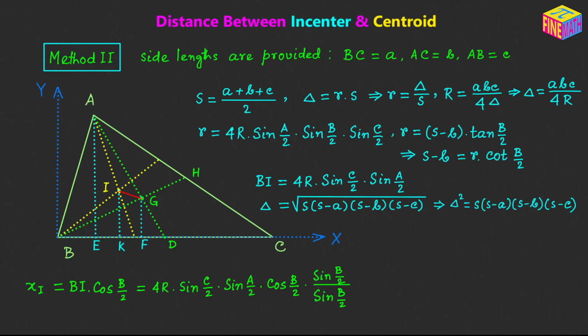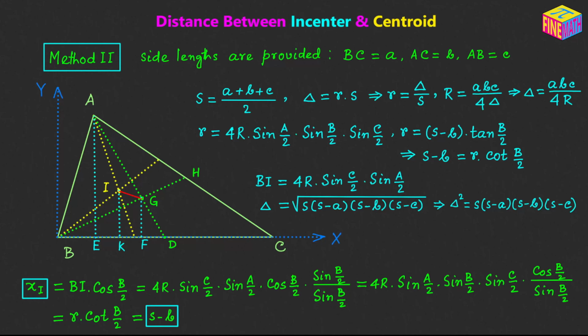And now if you carefully look at it, we are actually getting 4 times uppercase R, which is the circumradius, times sine of half of A times sine of half of C, and also we have a sine of half of B, which actually gives us the formula for the inradius. So we are going to rewrite this quantity like this, and from there we can rewrite it like this. And then in place of r times cotangent of half of B, we are going to write s minus b. So we have found the x coordinate of the incenter in terms of the side lengths of the triangle.